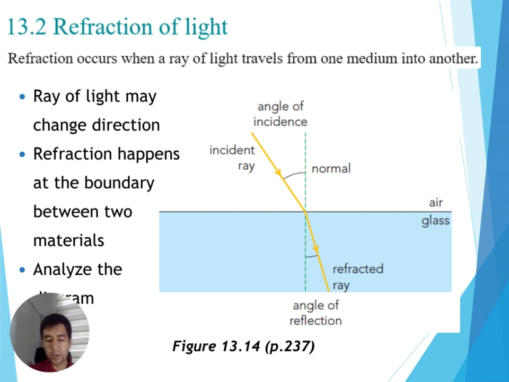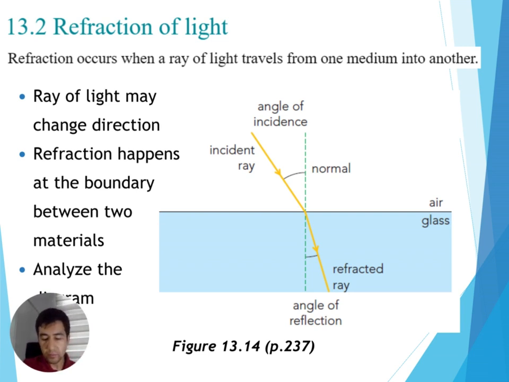So the ray of light may change the direction, right? It will change the direction when it passes from one medium into another. This happens, the refraction happens at the boundary of two media. The ray approaching the boundary is called the incident ray.